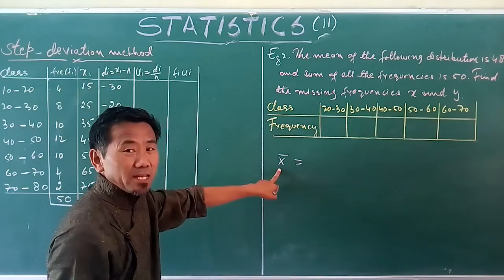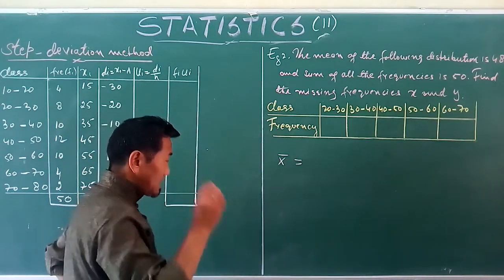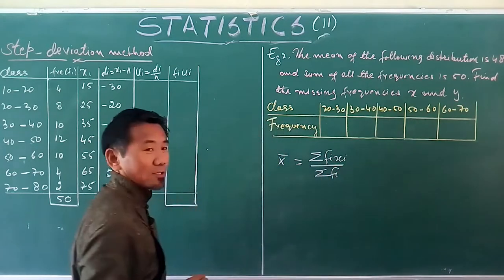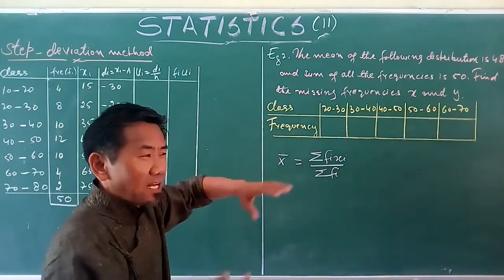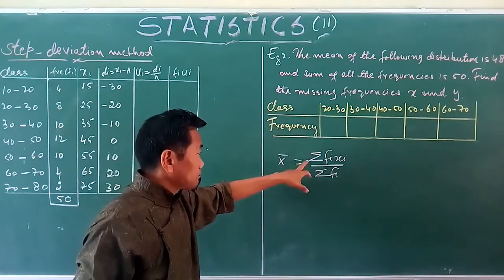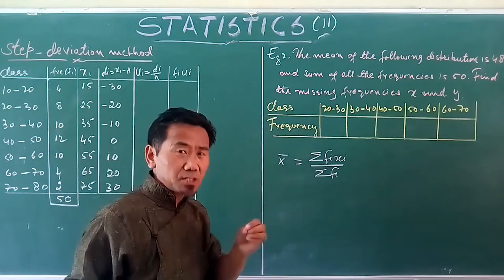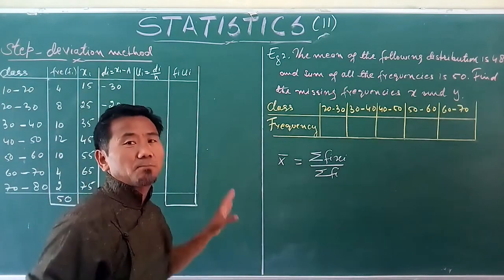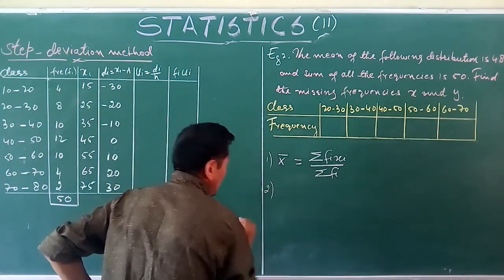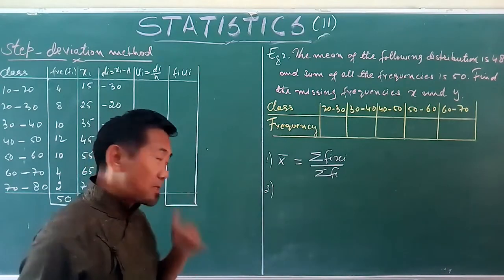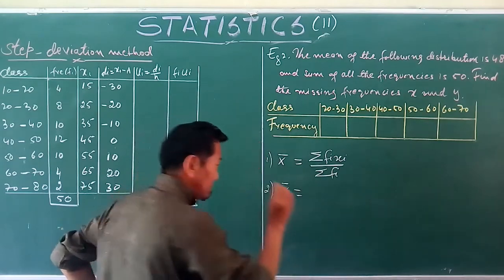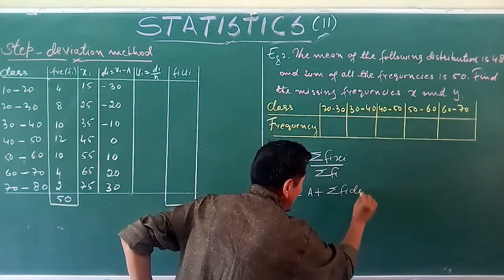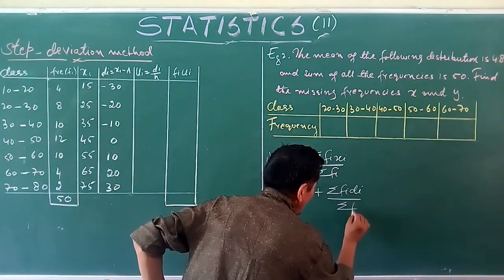So this is the symbol of mean. Summation sigma fi xi divided by summation of fi. Direct method, fi xi. The assumed mean method: mean equals A, the assumed mean, plus summation of fi di divided by summation of fi.